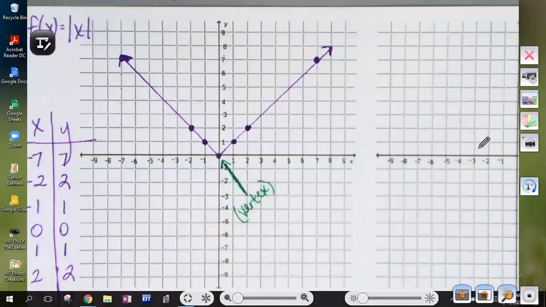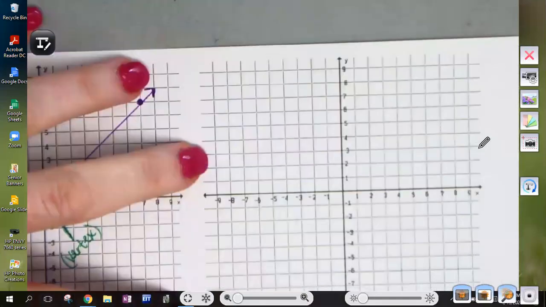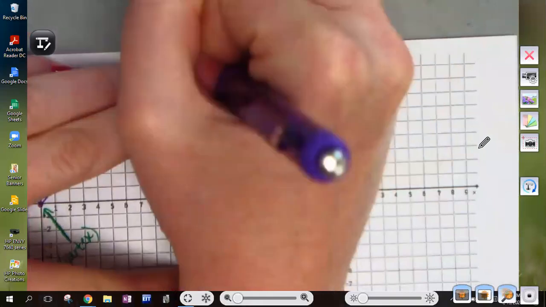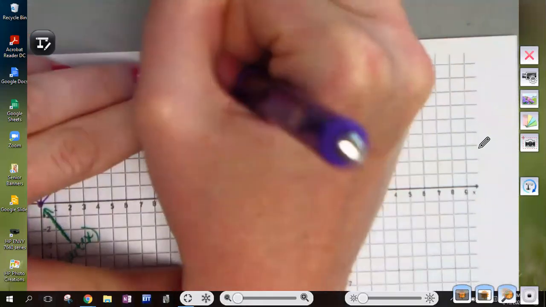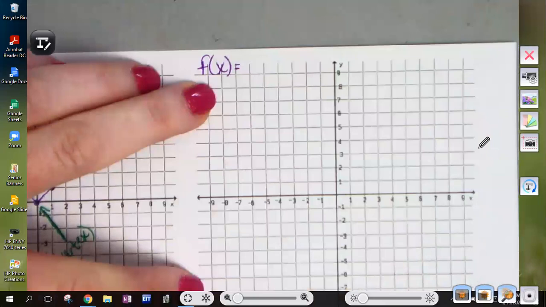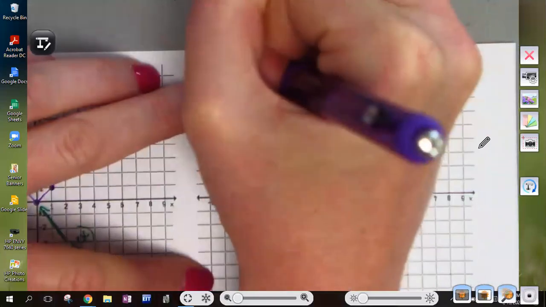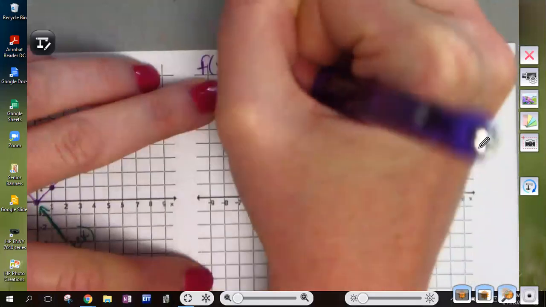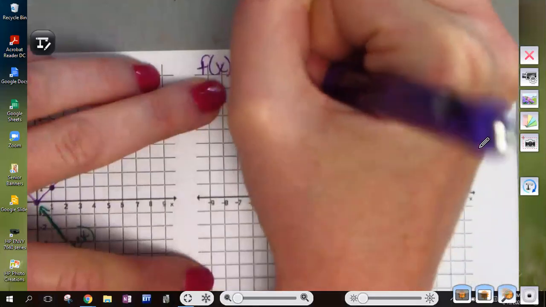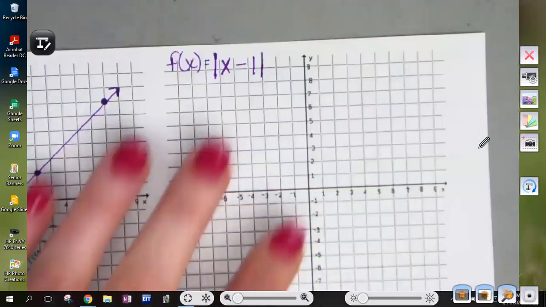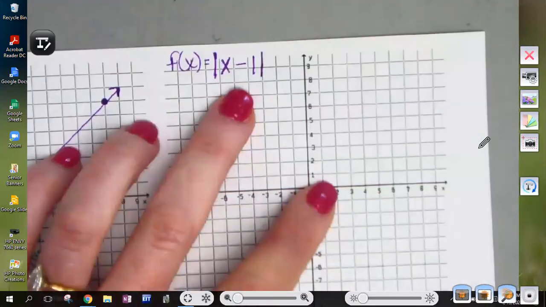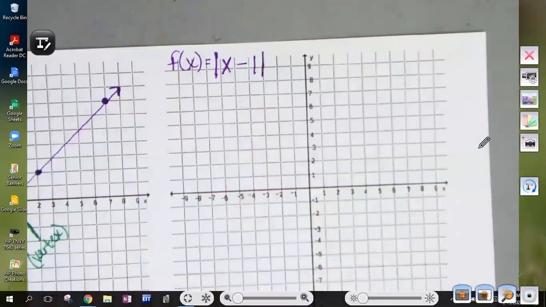Okay. Now, let's do a second one. All right. So go to the second graph. Now we're going to do a translation. We have f of x equals the absolute value of x minus 1. Okay, so we talked about this real quick. There's an operation taking place this time. It's not just our absolute value of x. Where is the operation taking place?